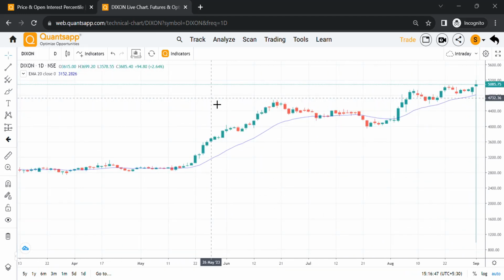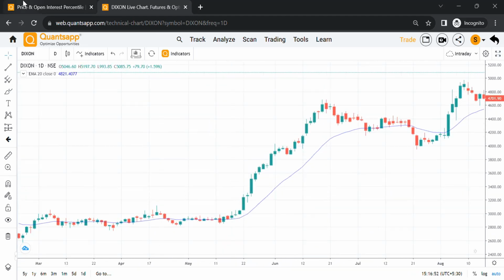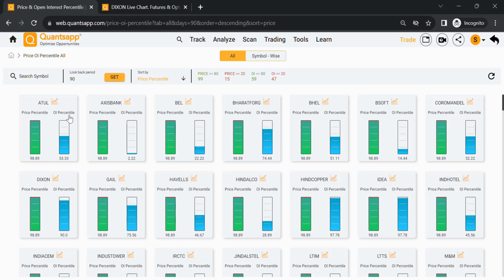Alright. So now as you can see, the price is actually moving up a lot. Now, what should I do? Just looking at price percentile, will it make sense? No, it will not make a lot of sense, because I will also look at OI percentile. Basically, what I want to validate is the rise in the price. Is it getting backed up by additional open interest?